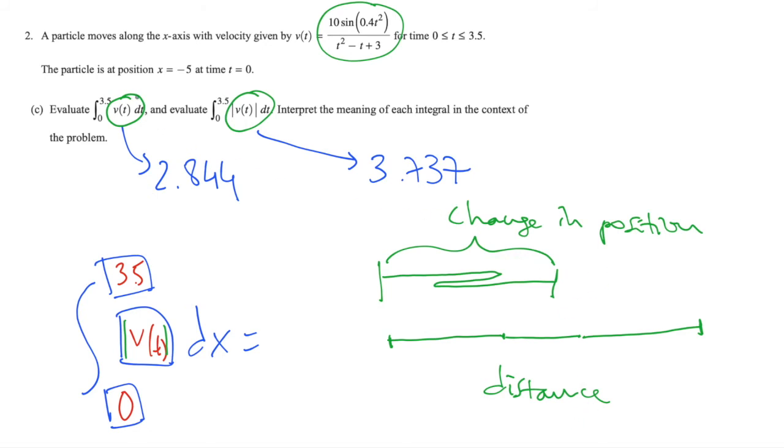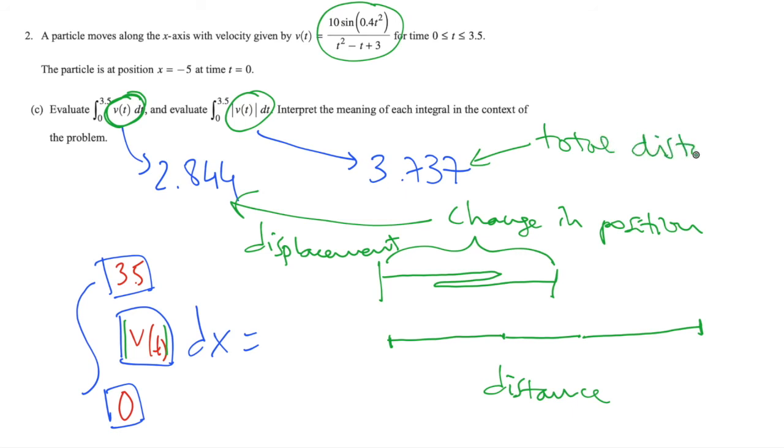So the first one will give us the change in position, so the displacement. And the second one will be the total distance traveled by the particle over the interval 0 to 3.5. So without the absolute value is displacement of the particle, and with the absolute value is the total distance traveled by the particle.